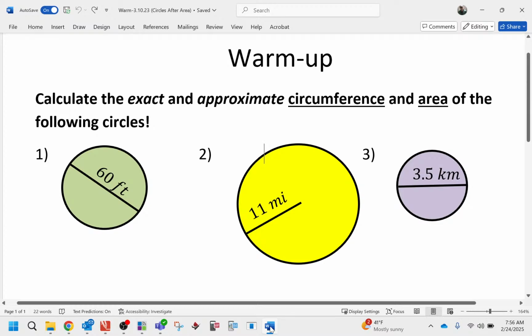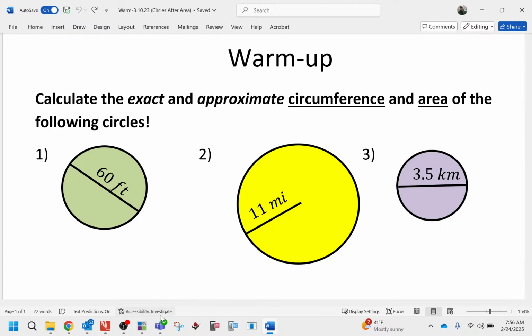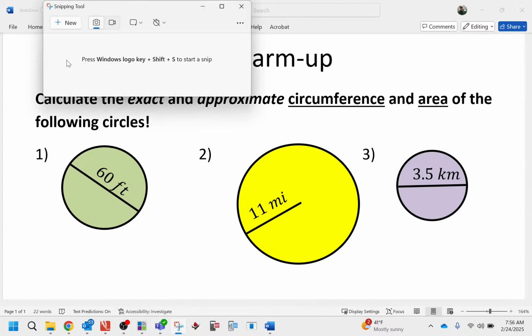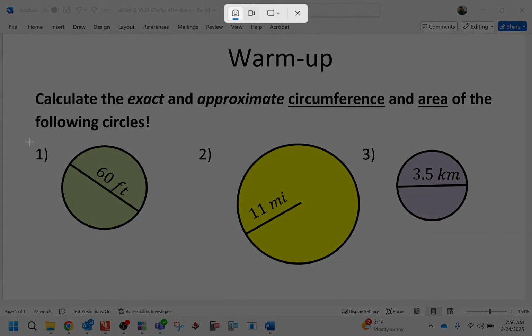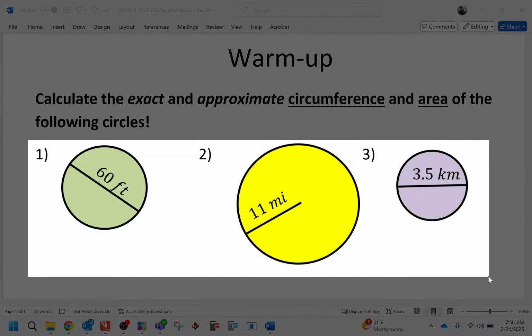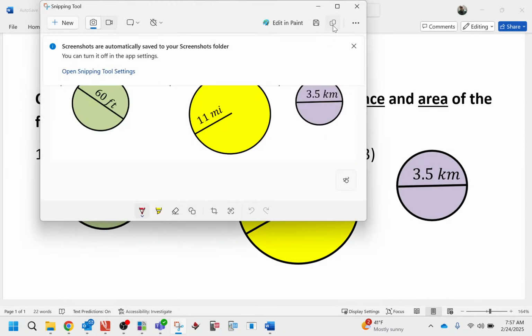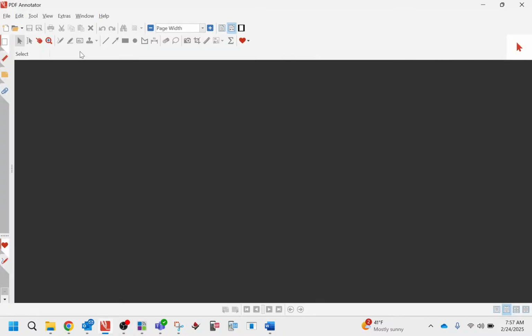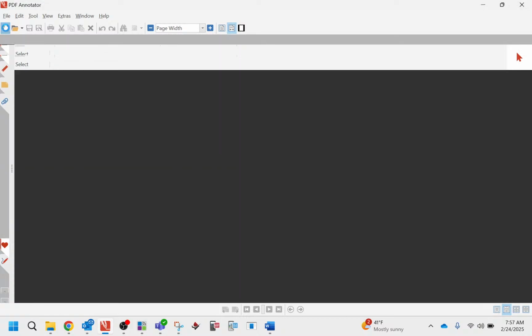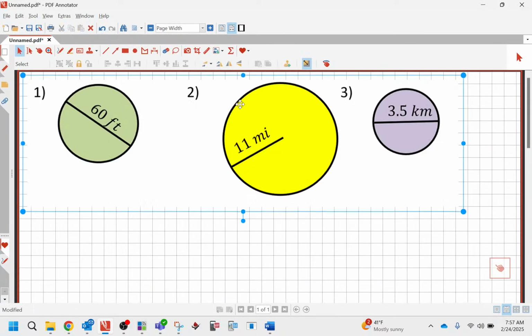Here we go. Calculate the exact and approximate circumference and area of the following circles. You're going to pause the video because we're ready to go on this. All right, everybody. Let's do it in 5, 4, 3, 2, 1. All right. Here we go. Open that up. Paste it. There we go.